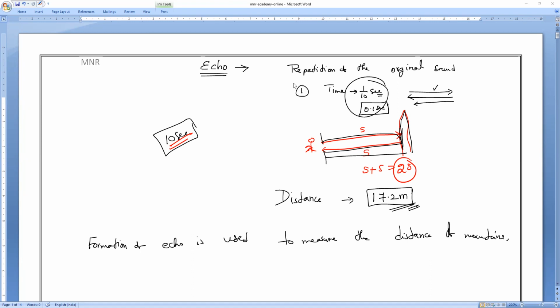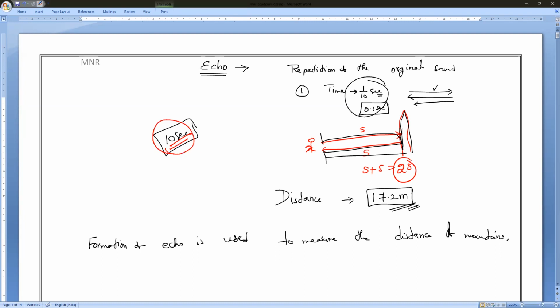Okay, sir. So now the total time duration of the echo is 10 seconds. Now calculate the distance. Should you take only half or the total time? Anybody?